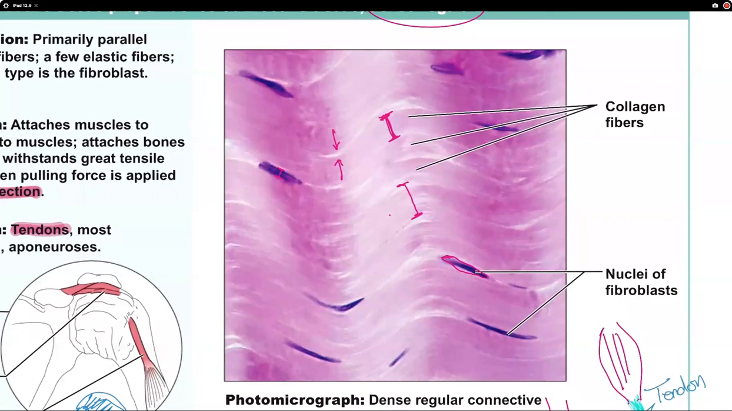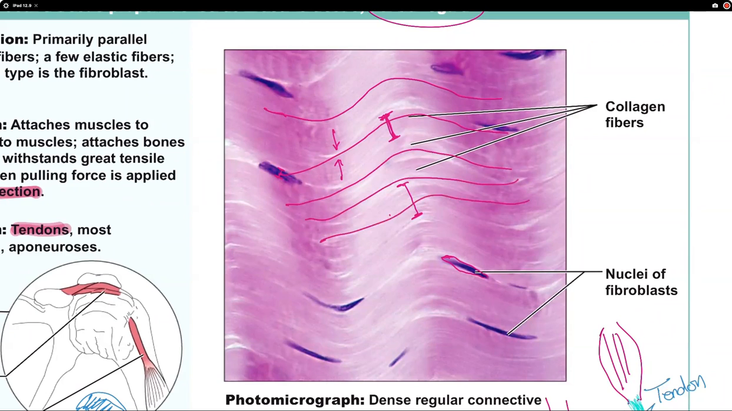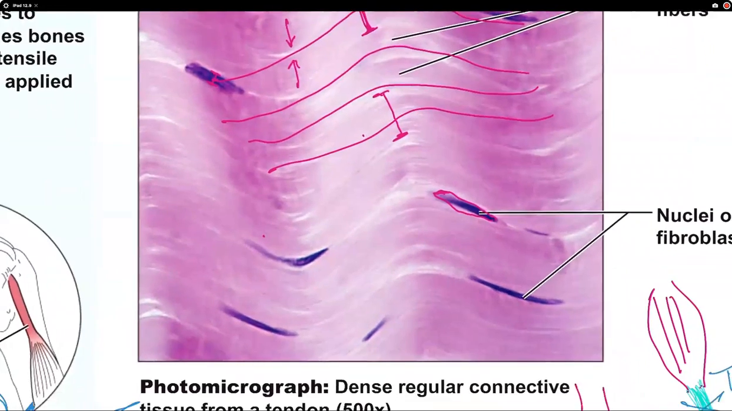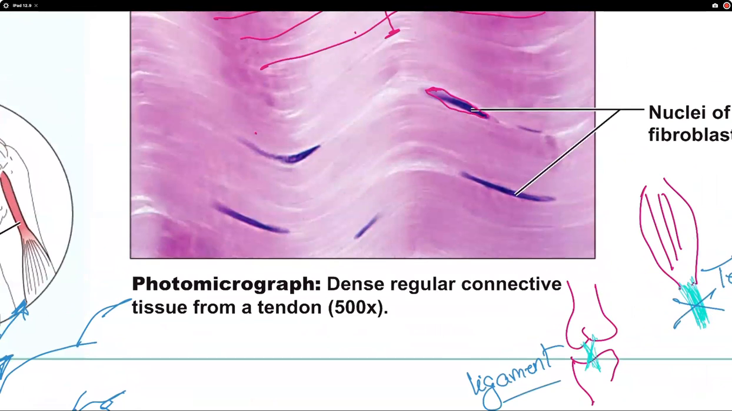If I see, as you see on here, the fibers are following a clear, regular pattern of arrangement, like smooth waves. All right, so this is going to be a dense regular connective tissue.